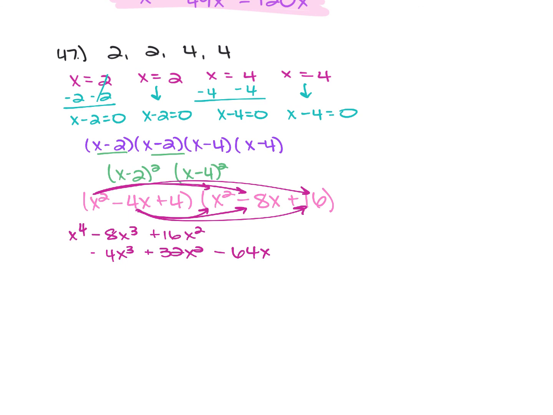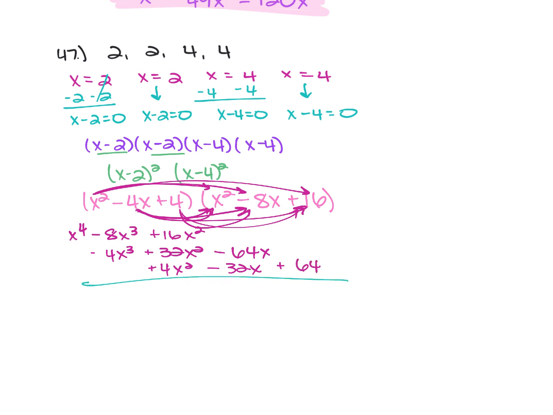Work with the positive 4 now. 4 times x squared is 4x squared. 4 times negative 8x is negative 32x. And 4 times 16 is 64. Not 16, 64. There we go.